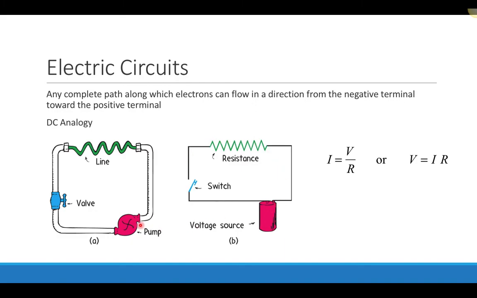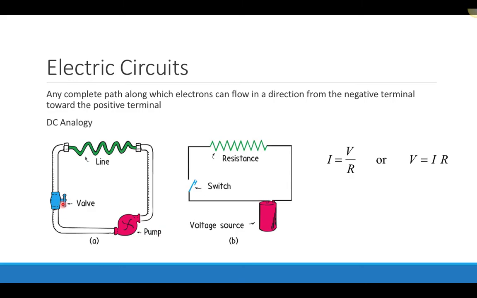So the water analogy is, instead of a battery, you would have a pump, something that's actually going to push the water through the pipes, and the pipes are the wires, and the water is like the electrons. It's what's actually flowing.